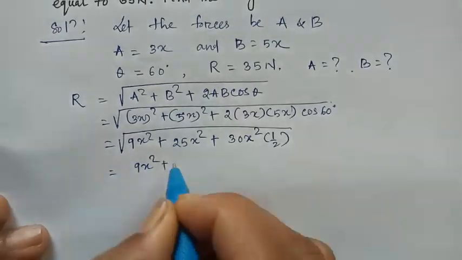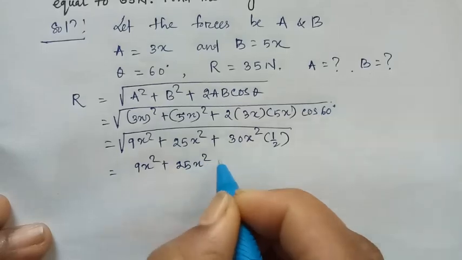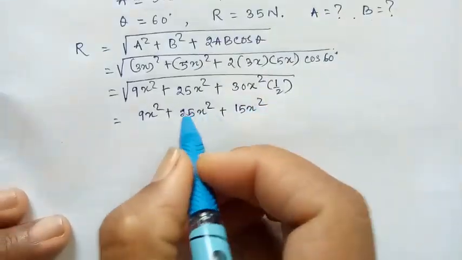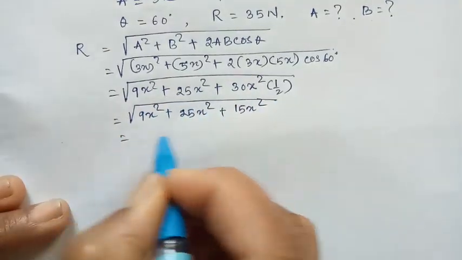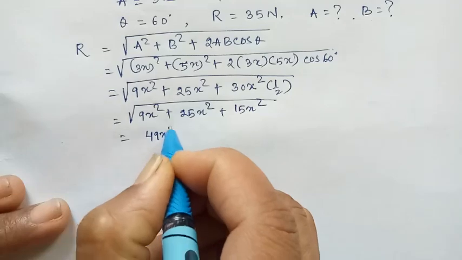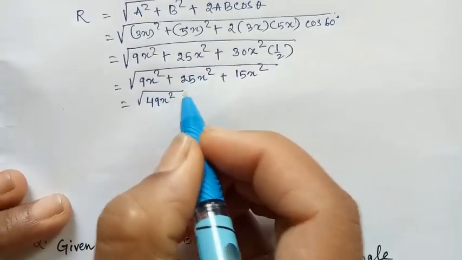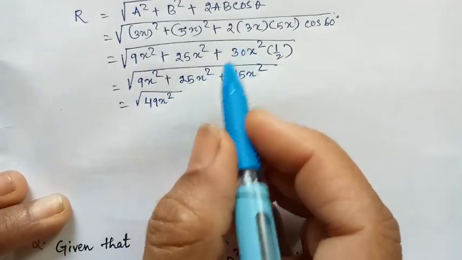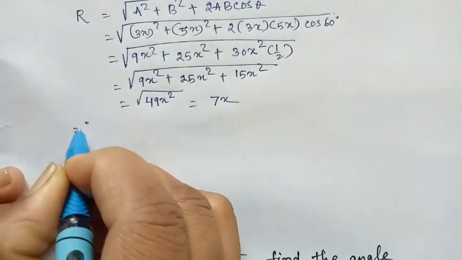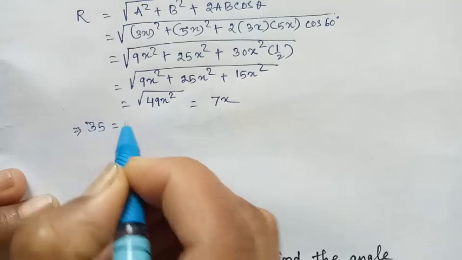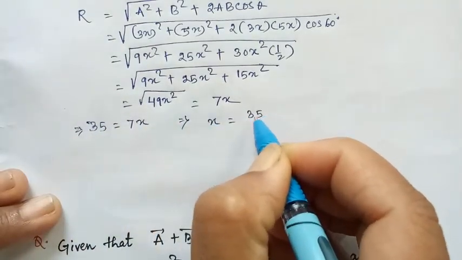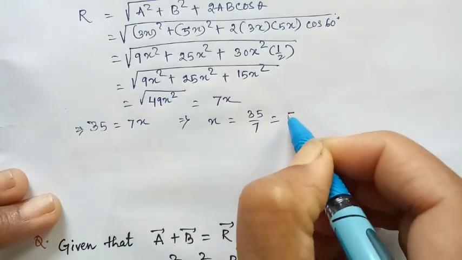That implies 9x square plus 25x square plus 15x square, that is equal to 25, 15, 40, 49. 49x square. So R given is 35. That implies 7x. That implies 35 is equal to 7x. So x is 35 upon 7, equal to 5.